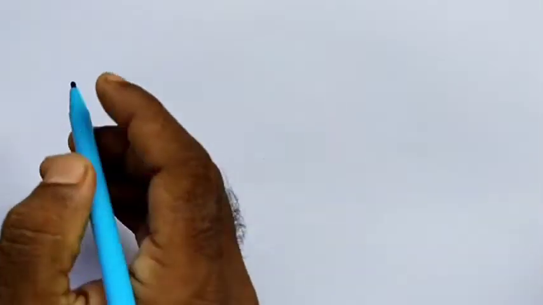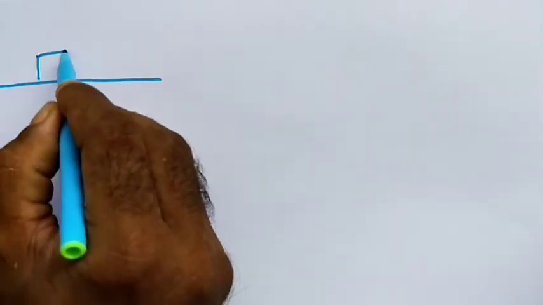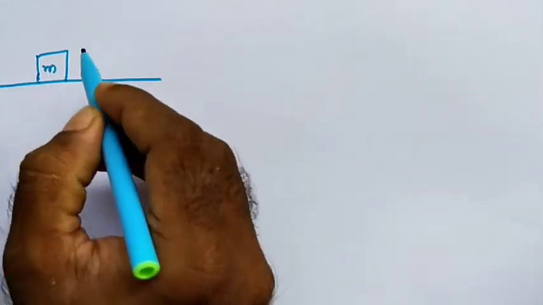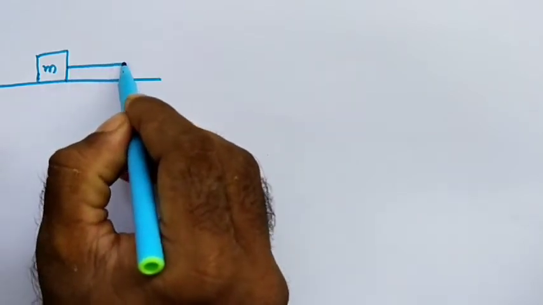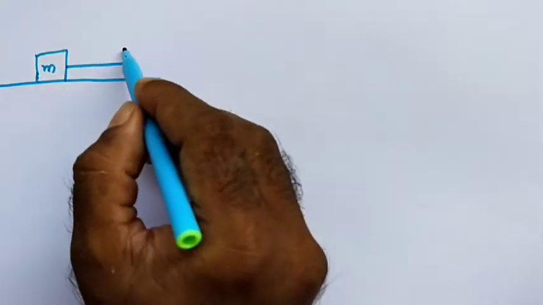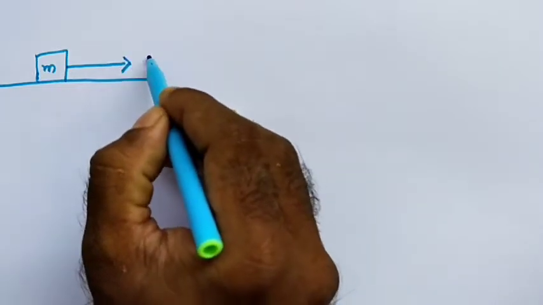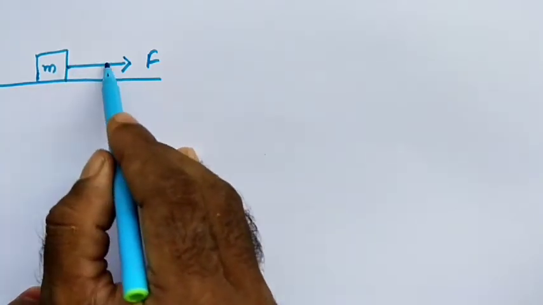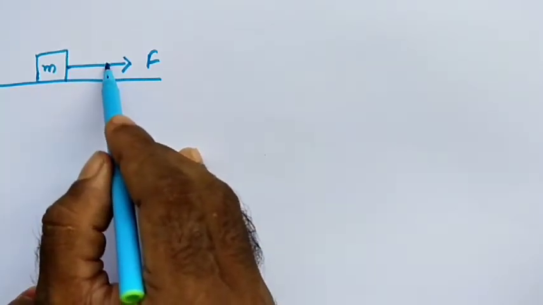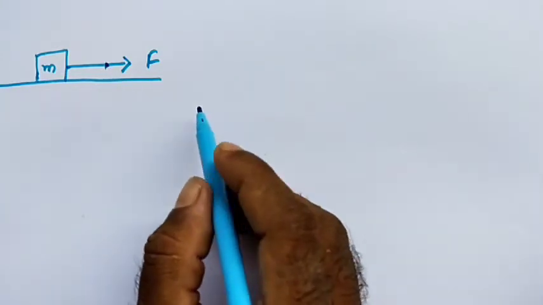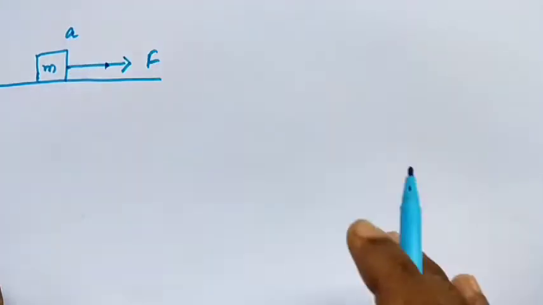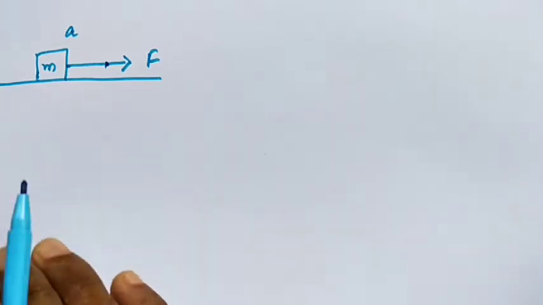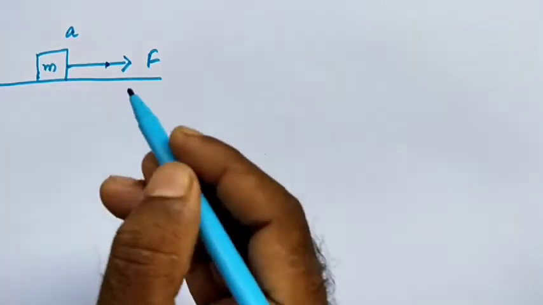In this situation the bodies are on a horizontal surface. Let us take the mass as M. Now this is the string. On this string I am applying a horizontal force F, so that the body is accelerating. For this, what could be the free body diagram and what are the equations?